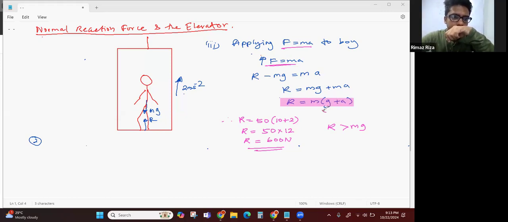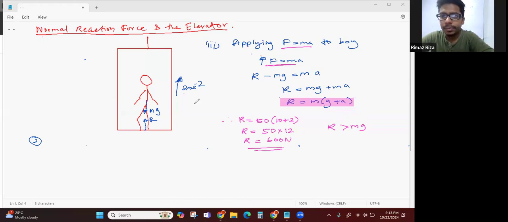So here, g plus a is like a net acceleration, the gravitational acceleration plus the acceleration of the lift. So R equals m(g plus a). Do you understand the derivation of this formula?